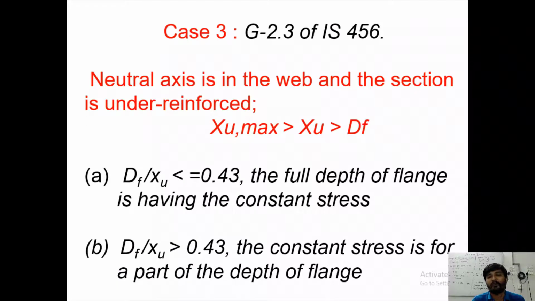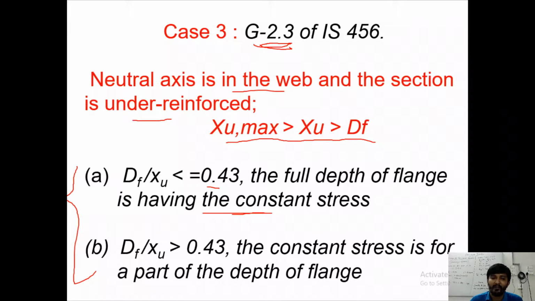Now moving to the next case, case number 3. This is again as per IS 456-2000 G2.3 NX chair. Neutral axis is in the web and the section is an under reinforced section. So XU max is greater than XU is greater than DF. Again in this there are two sub cases. First is DF divided by XU is less than or equal to 0.43: the full depth of flange having the constant stress. Second, DF divided by XU is greater than 0.43: the constant stress for the part of the depth of flange. So this is the difference between these two cases.